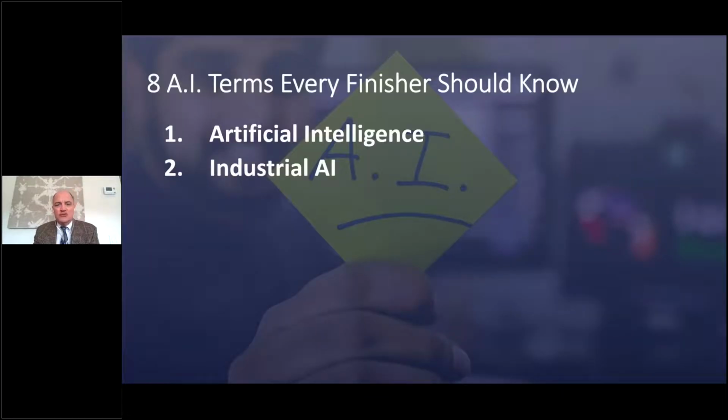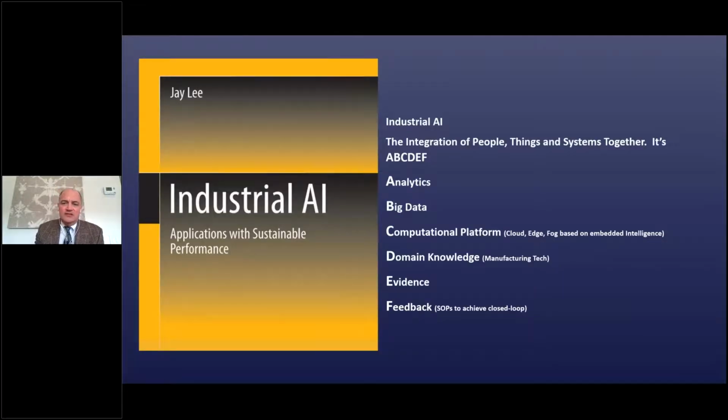Then we get into industrial AI. Is that different? Is artificial intelligence in the industrial world different? Well, Jay Lee says that it is. He says it's really the integration of people and things and systems all together. He uses the letters A, B, C, D, E, F to remember the combination of analytics, big data.